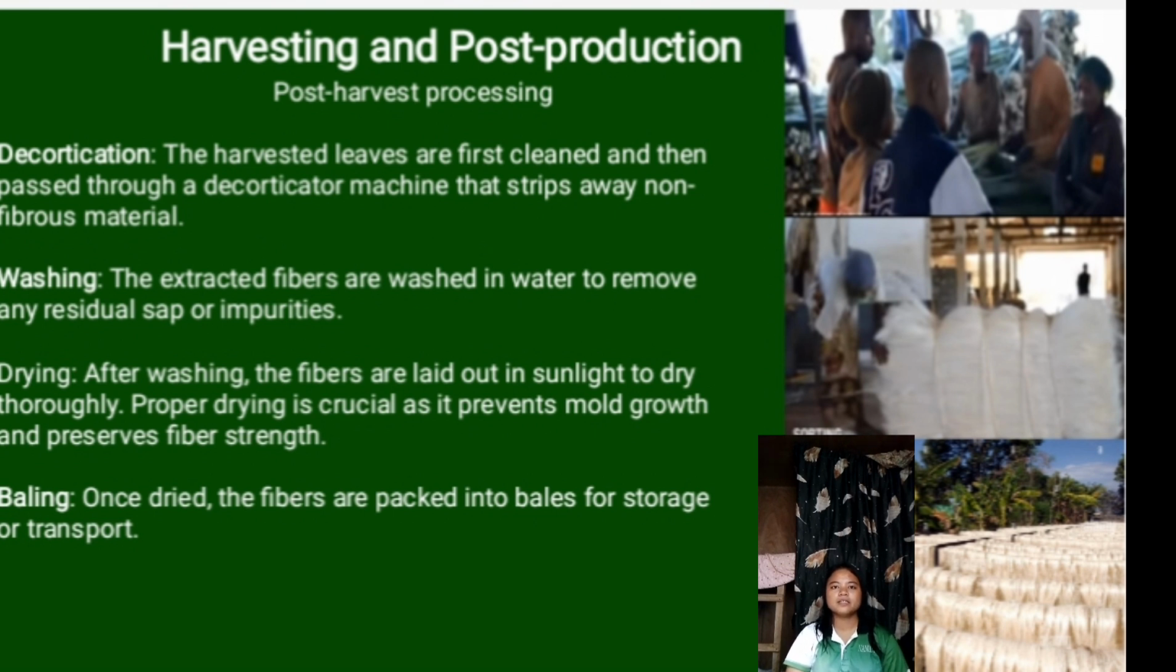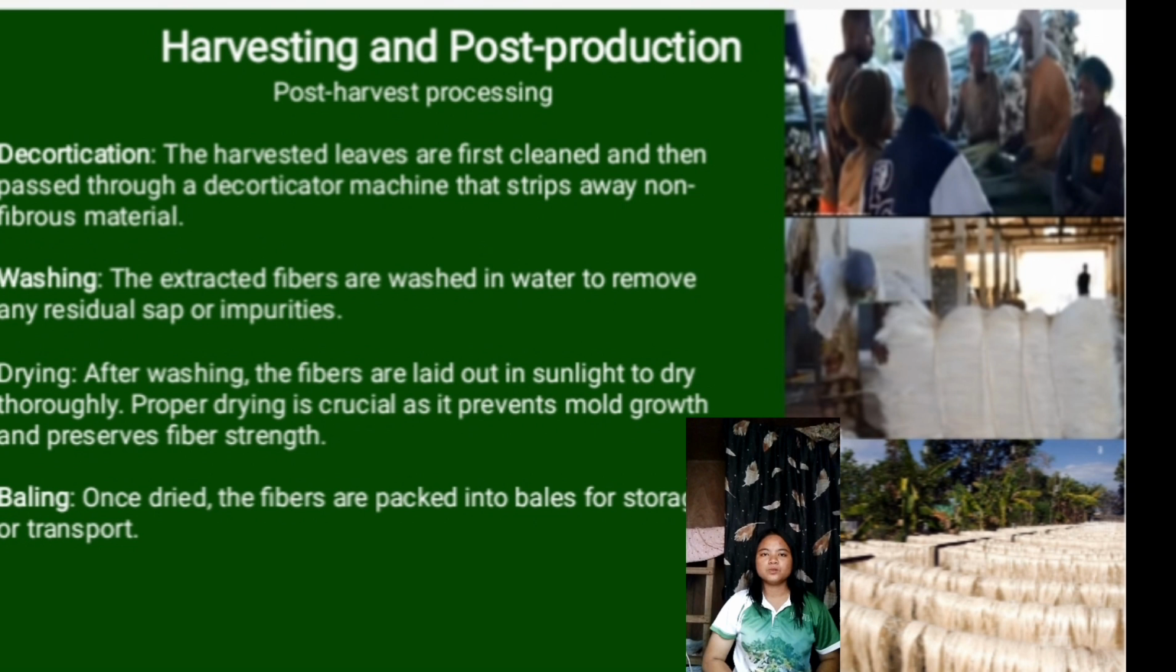Second, the washing. The extracted fibers must be washed in water to remove any residual sap or impurities. Third, the drying. After washing, the fibers are laid out in sunlight to dry thoroughly. Proper drying is crucial to prevent mold growth and preserve fiber strength.